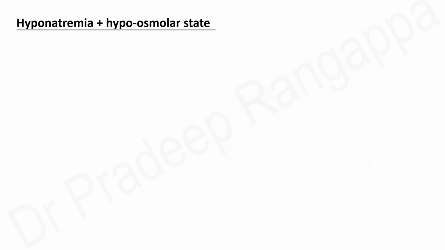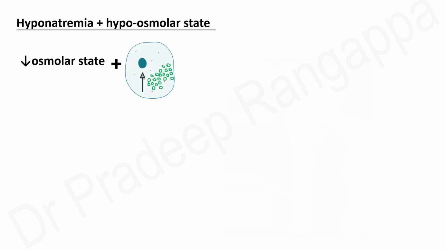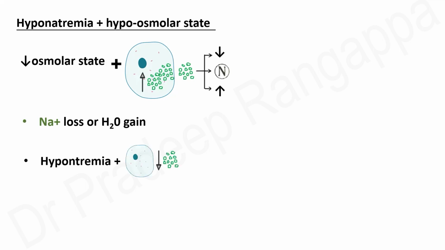As I said, most hyponatremia is associated with a low osmolar state, and when there is a low osmolar state, there is an increase in the intracellular fluid content. But for the extracellular fluid, there can be 3 possibilities: it can be reduced, normal, or increased. All the causes of hyponatremia are divided based on the extracellular fluid being normal, reduced, or increased. Hyponatremia due to a hypoosmolar state can occur due to sodium loss or excess water gain.